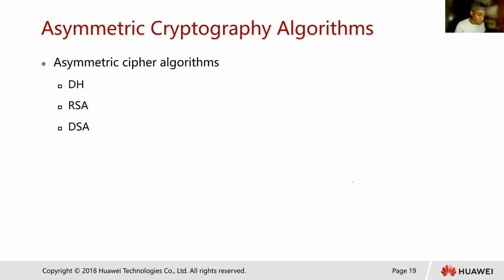The asymmetric, we've also seen that it is Diffie-Hellman, RSA, and also the DSA, right? The Digital Signature Algorithm, right?